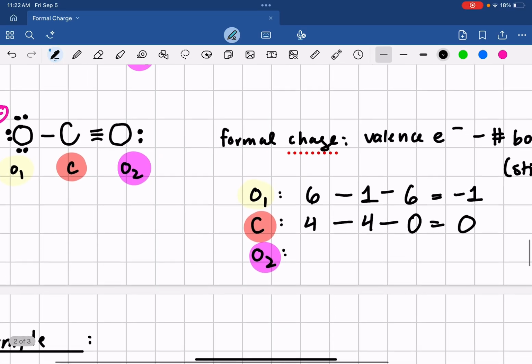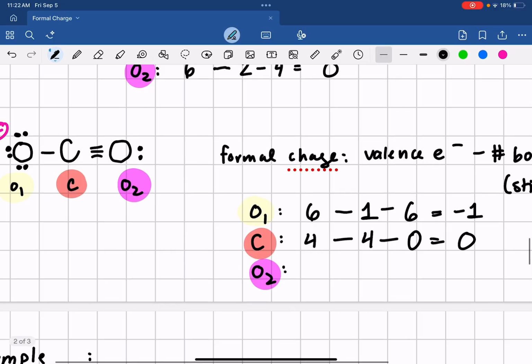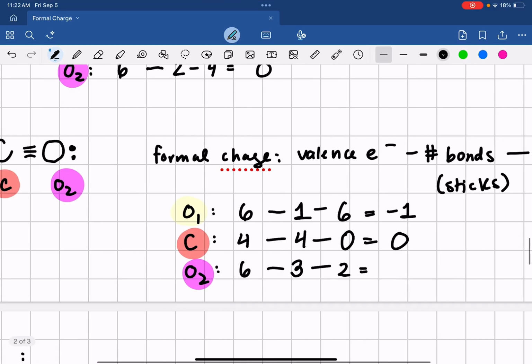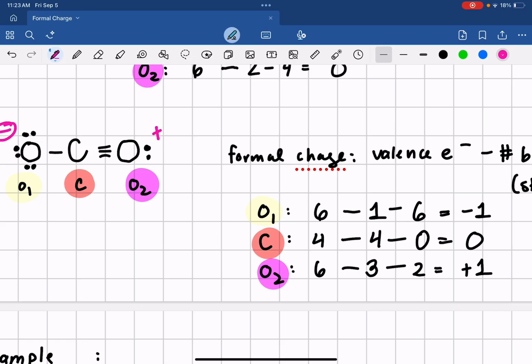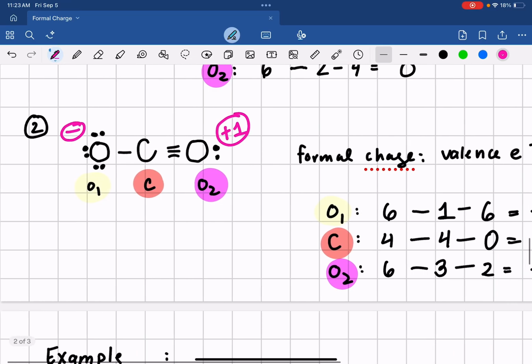Let's calculate our last oxygen. Oxygen has 6 valence electrons minus how many bonds does it have? 1, 2, 3. It has 3 bonds. So let's input that. Minus how many dots does it have? 1, 2. It has 2 dots. Calculating that gives me a +1 charge. Let's go ahead and place a +1 charge onto that.